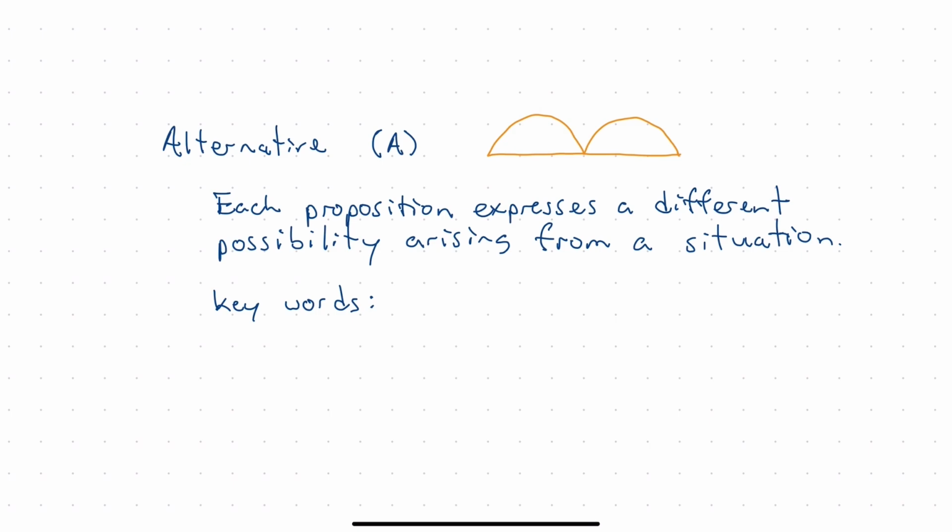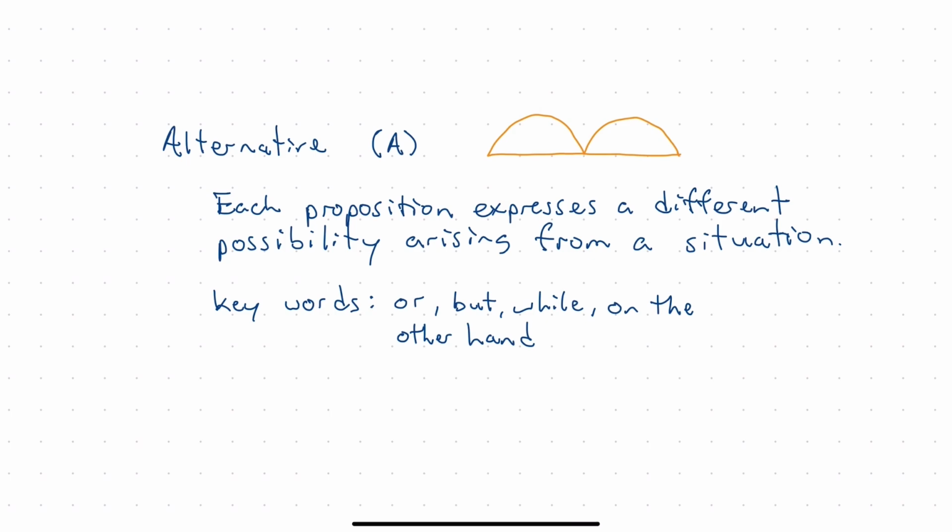Some of the key words that you're going to see, and you can see them there on your cheat sheet, are words like or, words like but, words like while, or on the other hand, and you might come across other examples as well.